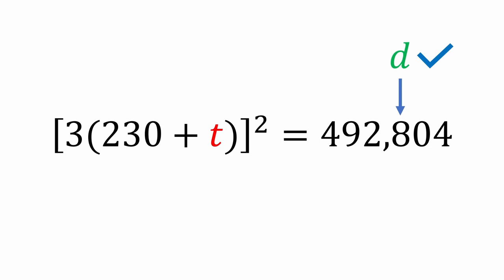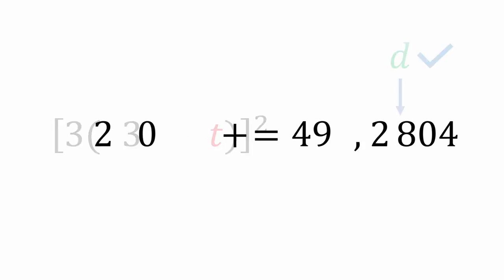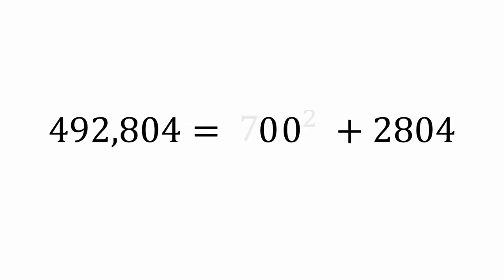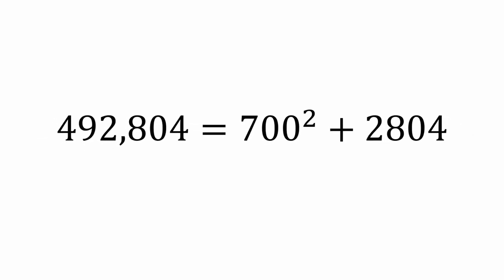Notice that 492,804 must be a perfect square. Nobody would be expected to know the square root of that number off the top of their head, but we can get it with a nifty trick. It's just equal to 490,000 plus 2804, which is the same as 700 squared plus 2804.